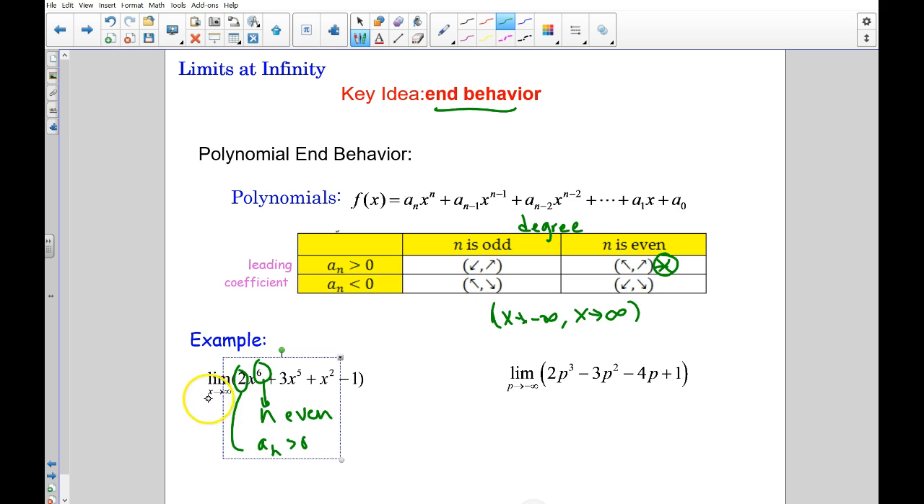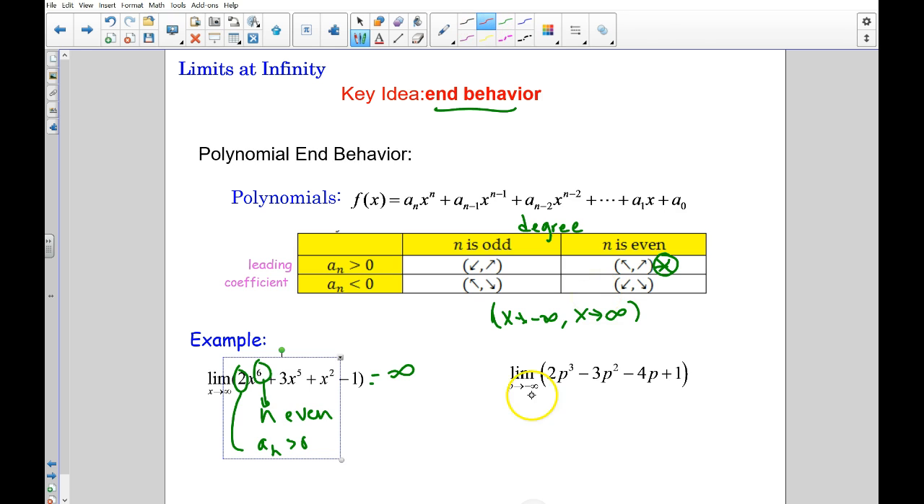Now with that in mind, I need to say, okay, well, as x goes to infinity, which coordinate is that? That's going to be the second coordinate. So if it is pointing up at all, that means it's approaching positive infinity. If it's pointing down in some fashion, that means that it is approaching negative infinity.